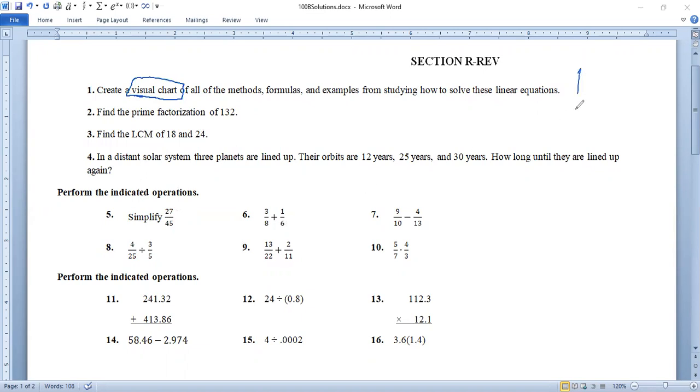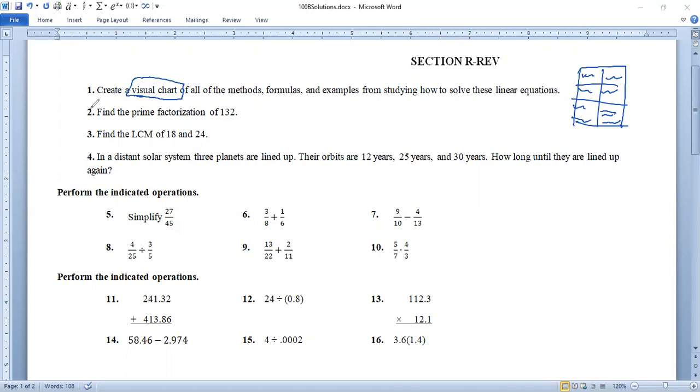Now remember, the visual chart is a piece of paper like this, and it has a grid format. Then you put the rules and the examples here, and you fill it all up, and you have organized it into a cheat sheet that you'll be able to use later on in the course.